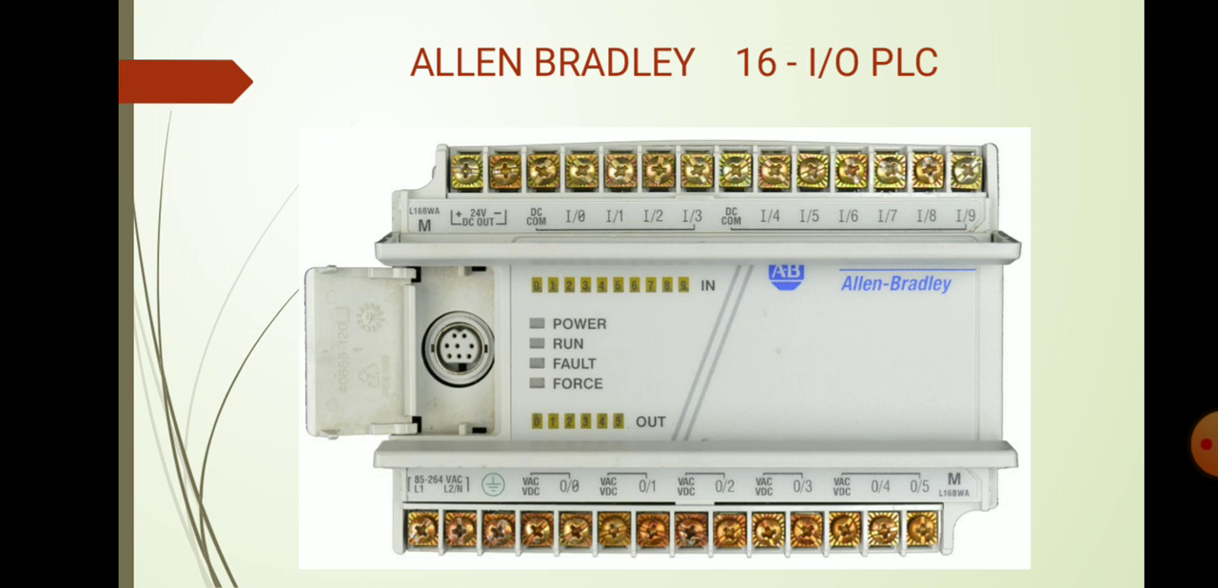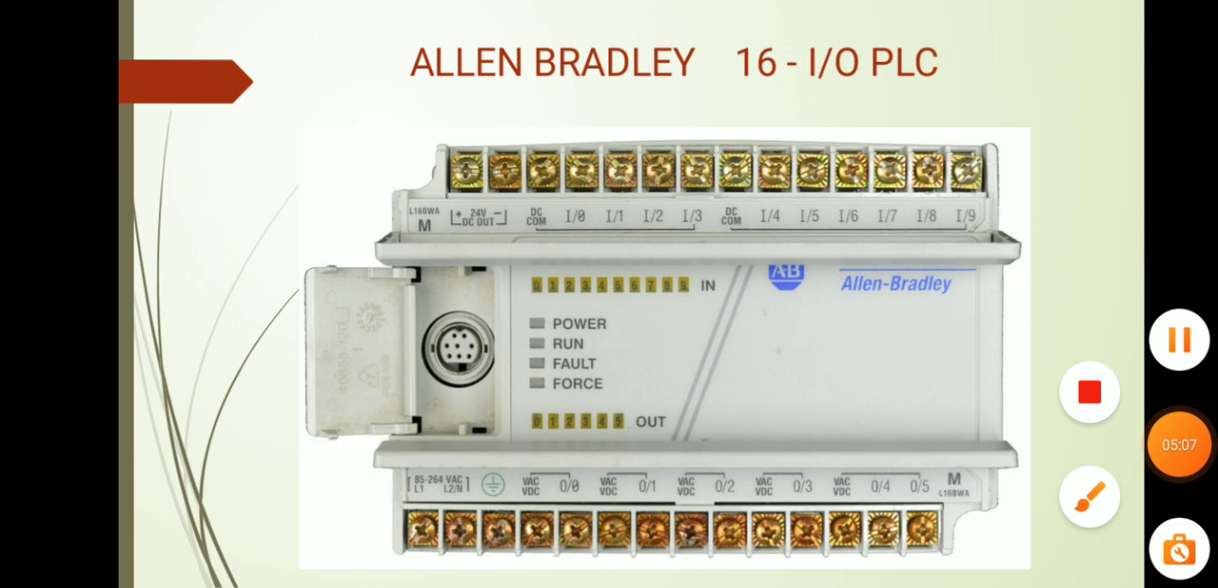The yellow numbers show the input and output terminal status. The power denotes the input power of the PLC, and run status denotes the status of the PLC run mode. Fault denotes if any malfunction or fault occurs in an IO device, it is indicated in the fault. Force denotes when the input energies or output energies, it will be indicated in the force module. Thank you. This is the basics of PLC.